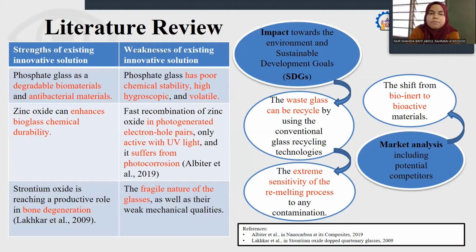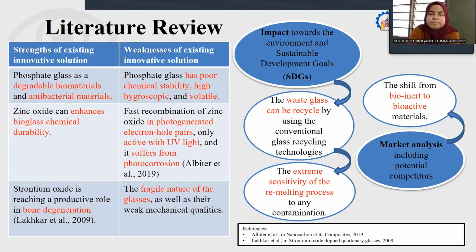Next is the strengths of existing innovative solutions and their weaknesses. Phosphate glass is used as a degradable biomaterial and antibacterial material. The weaknesses are that phosphate glass has poor chemical stability, and is hygroscopic and volatile. The strength of zinc oxide is that it can enhance the bioglass chemical durability. The weakness of zinc oxide is the fast recombination of photo-generated electron-hole pairs. For strontium oxide, its strength is a productive role in bone regeneration, and the weakness is the fragile nature of the glass.